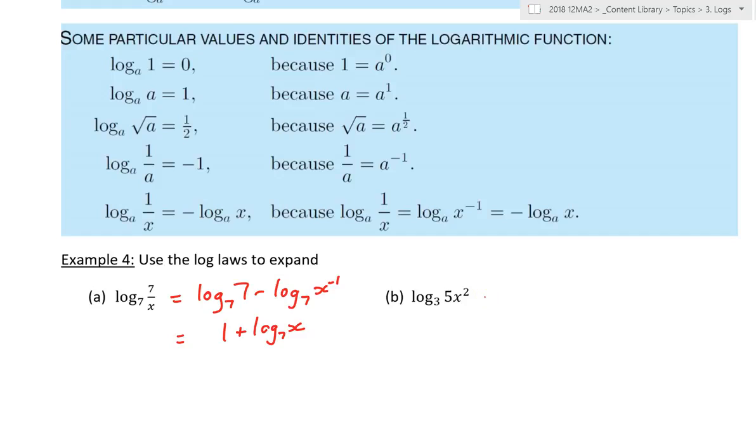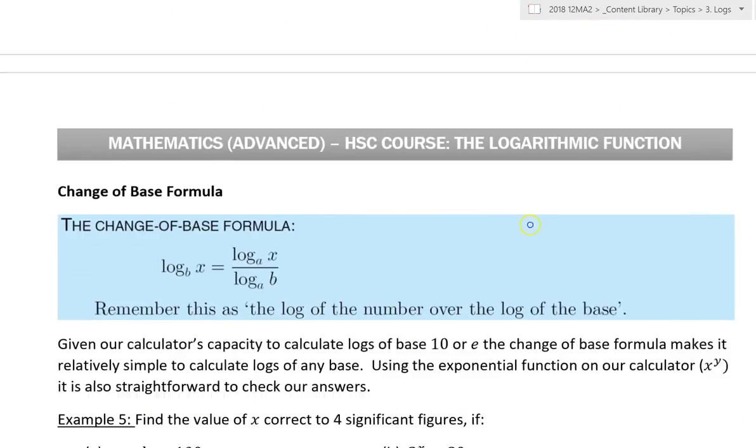Over here, we need to be a little bit careful. That squared doesn't apply to the 5, so we're going to get things in the right order. I'm going to say this is the same as the log base 3 of 5 plus the log base 3 of x squared. Log base 3 of 5 isn't going anywhere, that's some constant, and this is plus 2 times the log base 3 of x. Okay, there's our solution there. Well, it's not a solution, but we've expanded it out. We've written it in another form. All good?